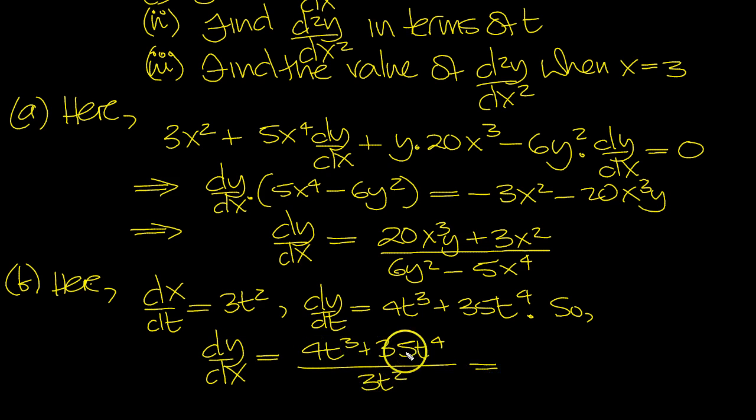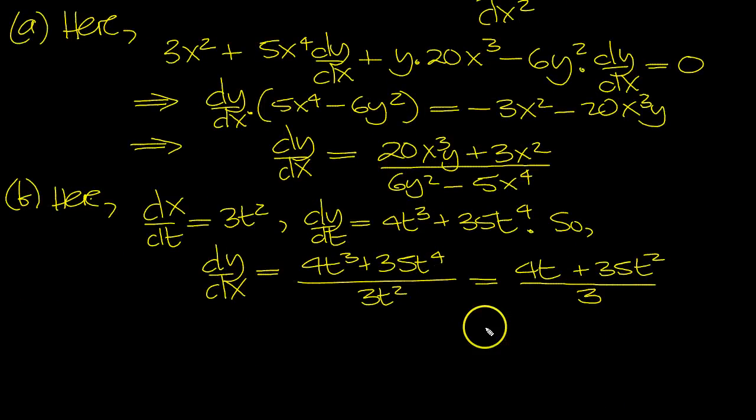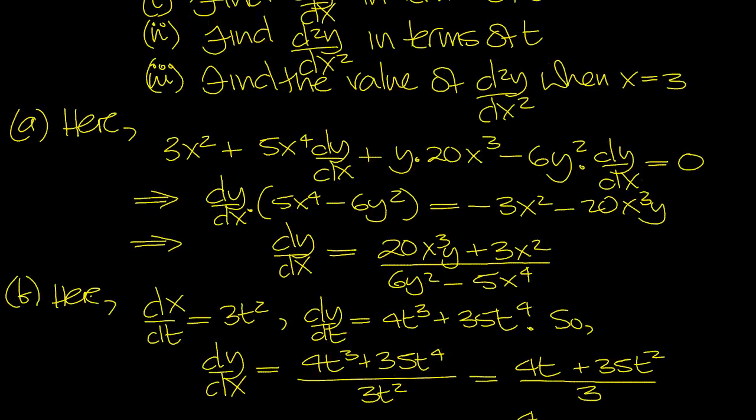There's a t squared common on the top and the bottom, so we can divide by t squared on the top all the way through. Divided by t squared here to get t, and t squared here, we'll reduce that to just t squared. Divide by t squared, we'll have a 3 underneath, won't we? Okay, that's dy/dx then, which we can write as 4/3 t, split the fraction up, plus 35 over 3 t squared. Okay, so that's part one.